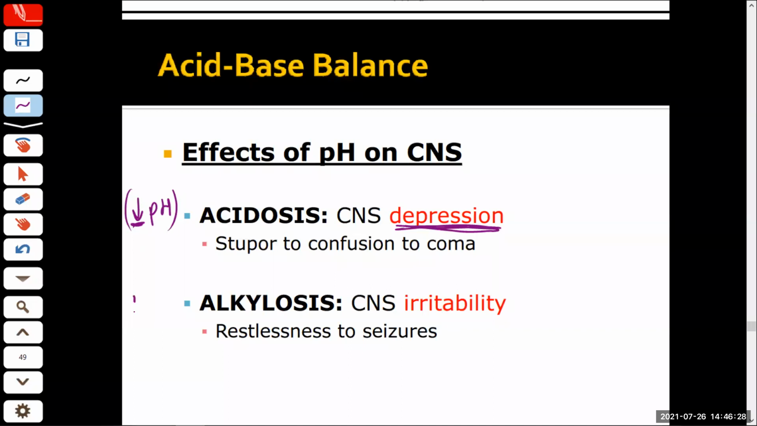Versus alkalosis, pH is going up. We're going to see irritability or overstimulation. Okay. This is along with potassium, yeah. So I'll just put it here. Potassium, the only electrolyte affected by pH.